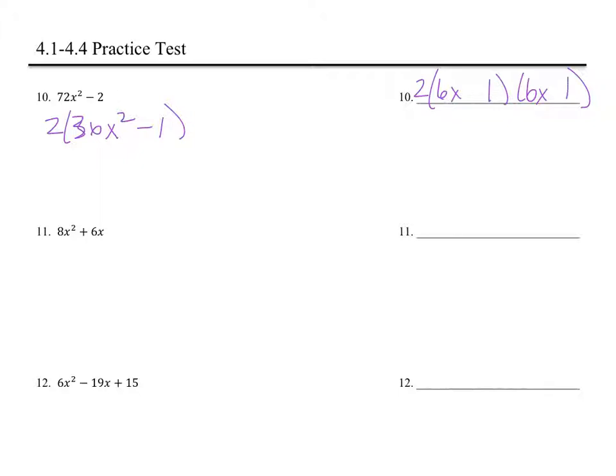Since I'm adding to get 0, another way that I could have written this out would look like this: 36x plus 0x minus 1. So they add together to get 0. This should be plus and minus.